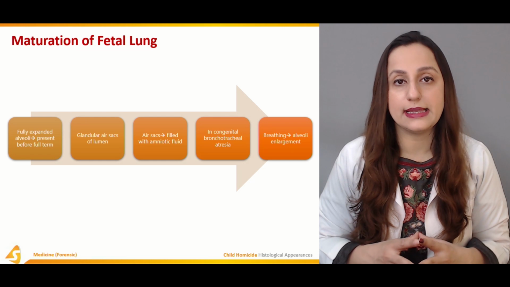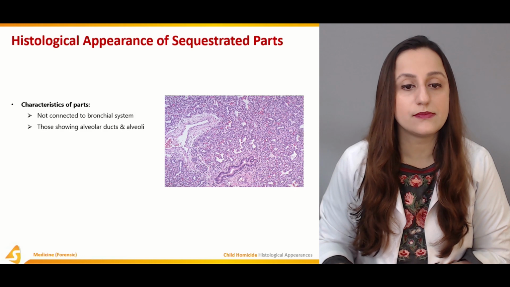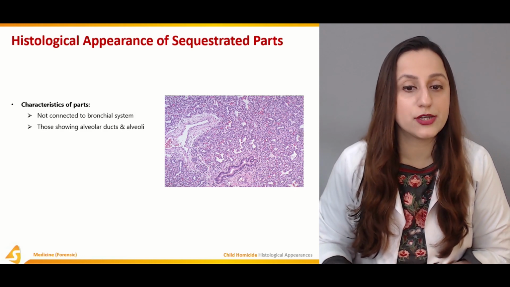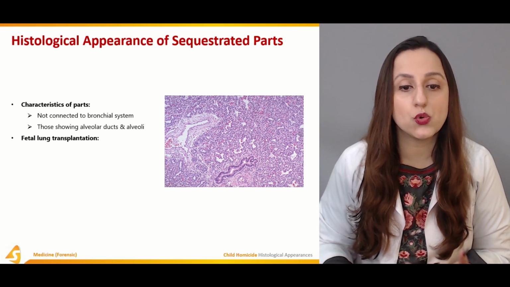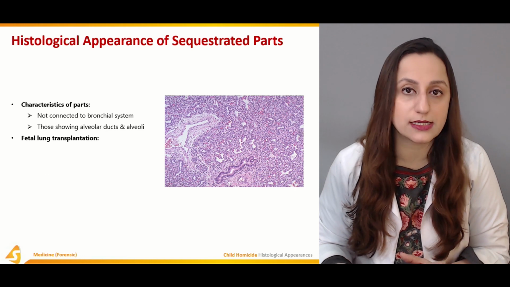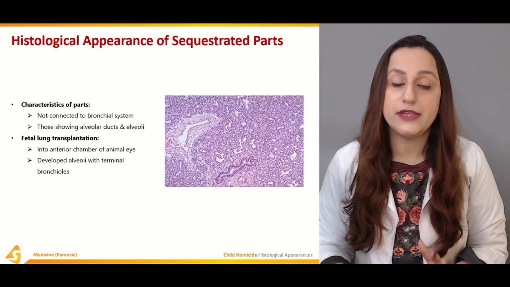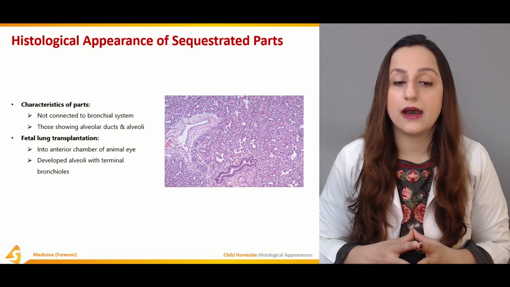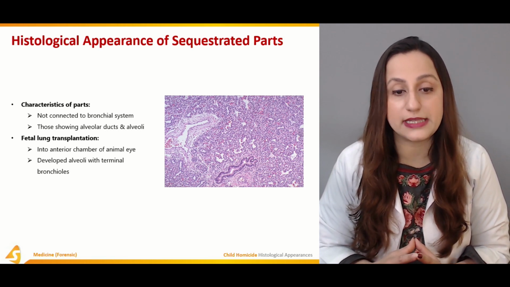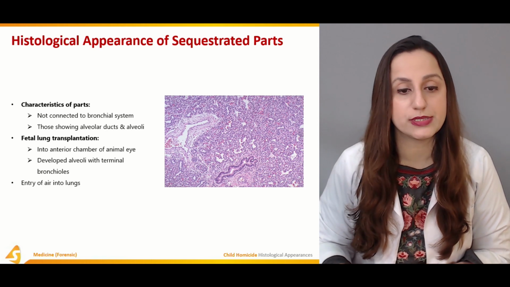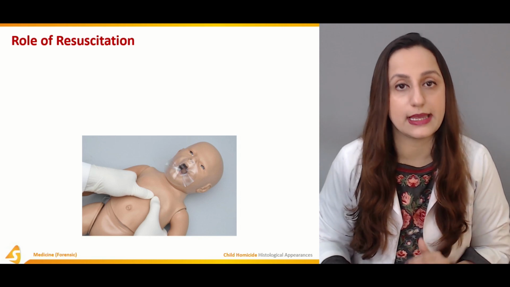Breathing is established if alveolar enlargement is seen in such a case. The characteristic parts that are not connected to the bronchial system are even examined at this level, and they show the alveolar ducts and the alveoli. The fetal lung transplantation is again a very common phenomenon, and the anterior chamber of the animal eye is used, and it develops alveoli with the terminal bronchioles. Entry of air into the lungs is also established by histological examination.